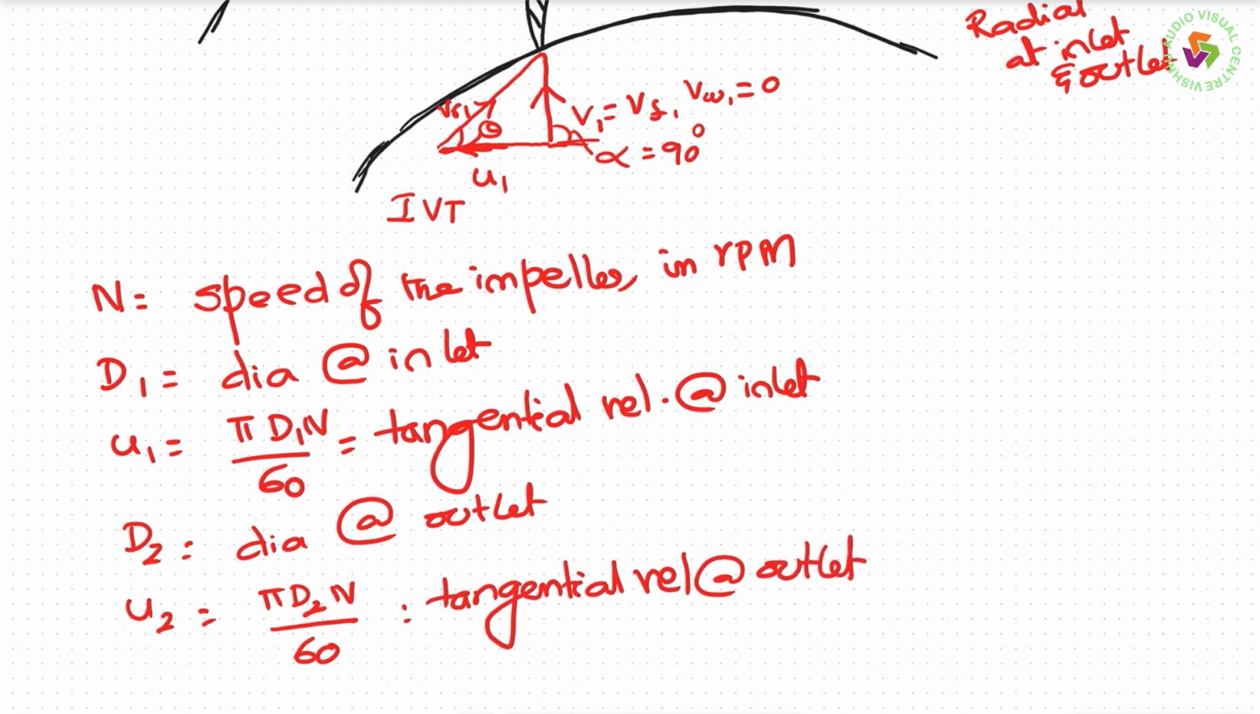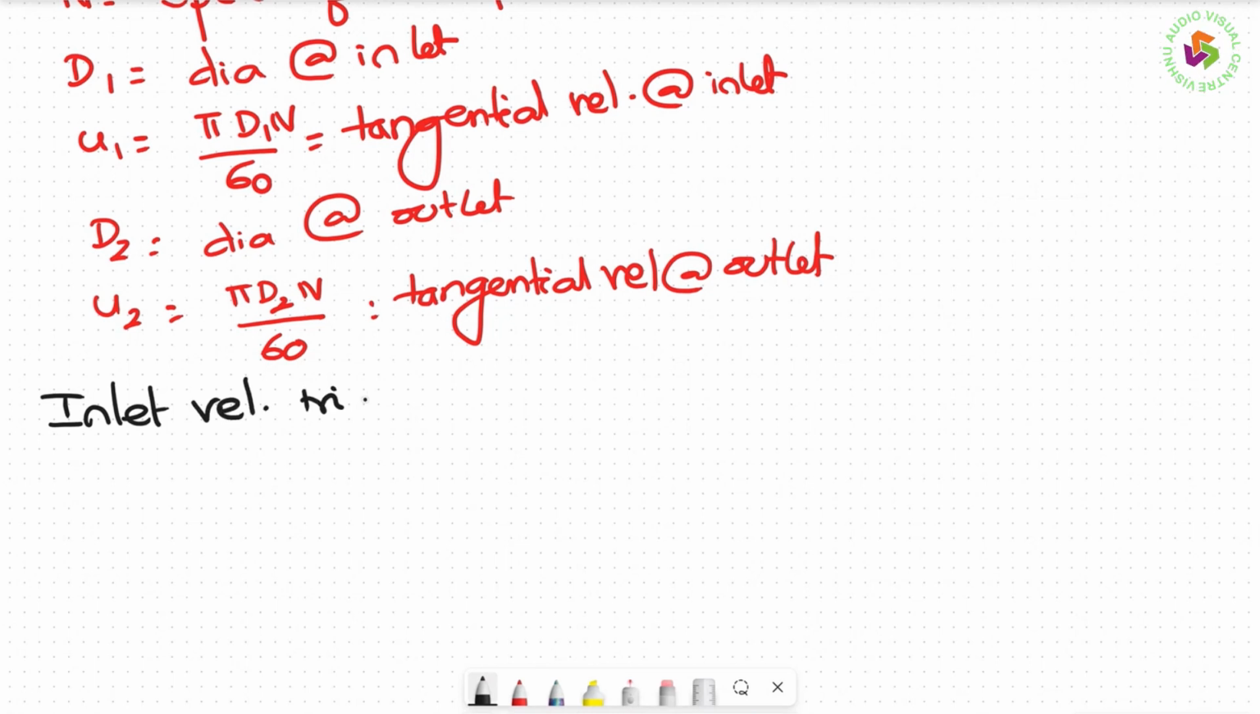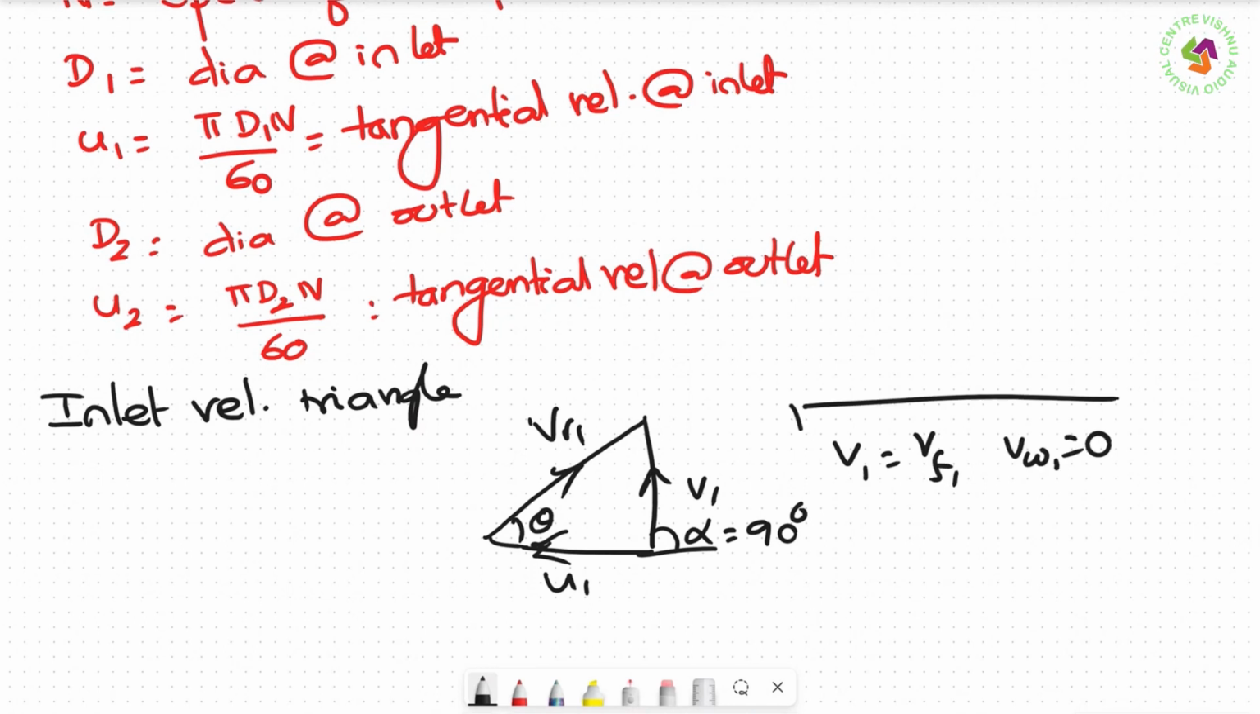Next, if I take the inlet velocity triangle, first the inlet velocity triangle, if you remember how it looks like, this is V1, this is U1, and this is VR1. This is theta. This alpha is equal to 90 degrees. V1 is equal to Vf1. Vw1 is equal to 0. This is the inlet velocity triangle.